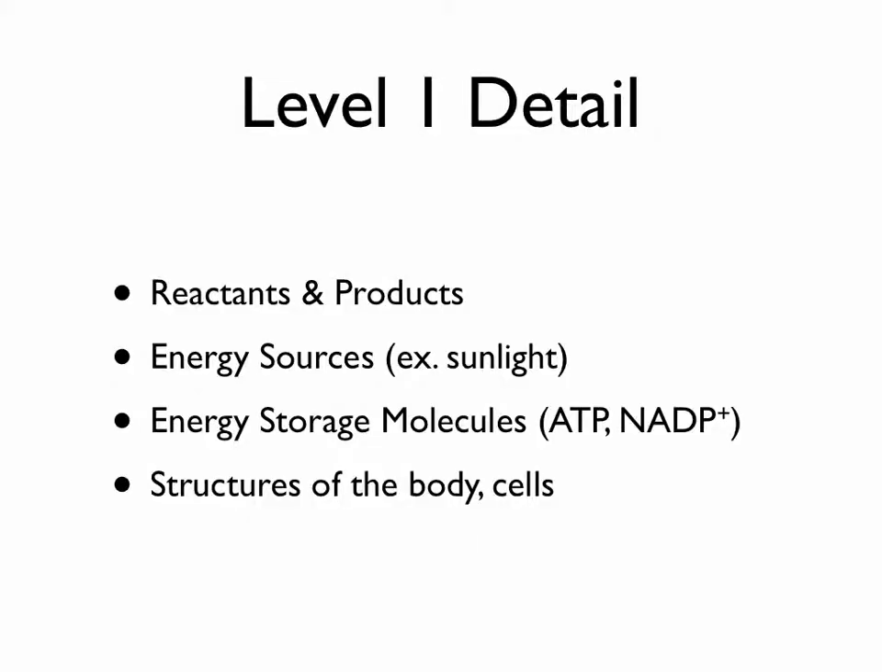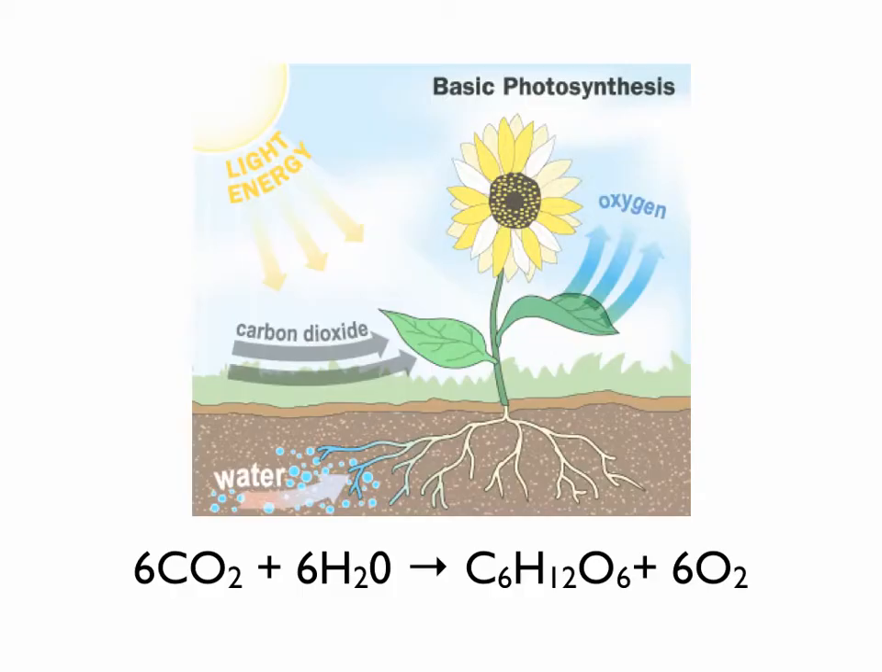So the first level of detail deals with stuff that you can memorize very quickly: reactants and products, energy sources like sunlight in photosynthesis, energy storage molecules like ATP or NADP+, and structures of the cells that are responsible for processes in photosynthesis. It'll look like this. You should be able to draw me a chart like this that shows me all the raw materials that enter a plant and all the products that are left as a result of the photosynthetic reactions.